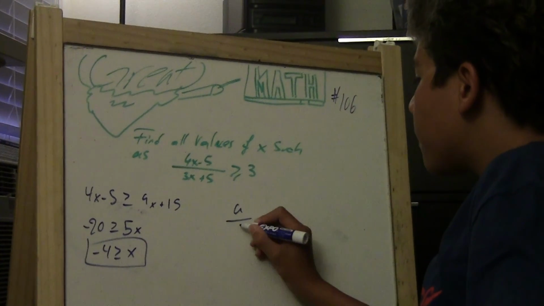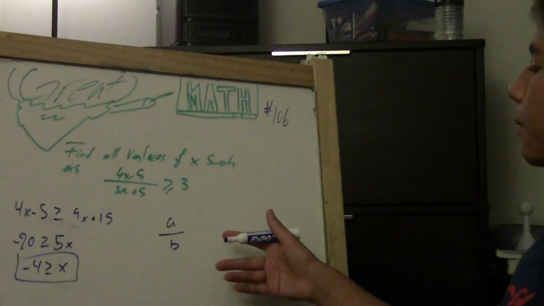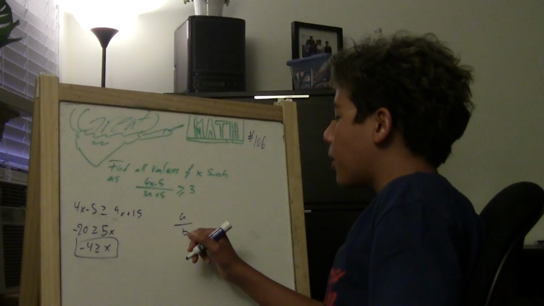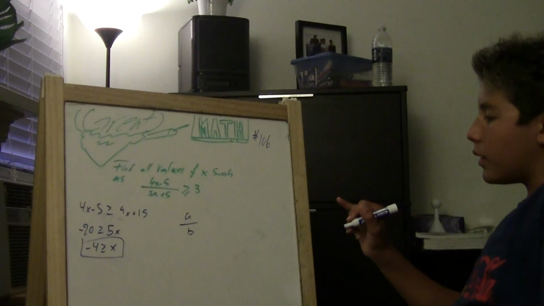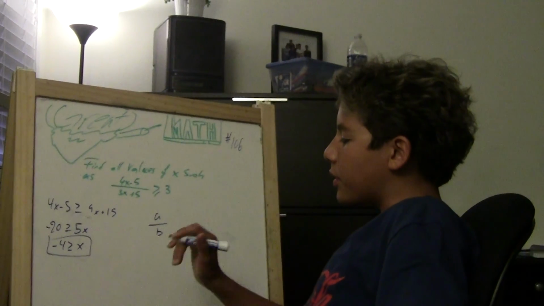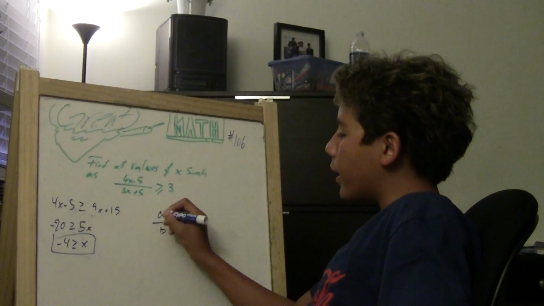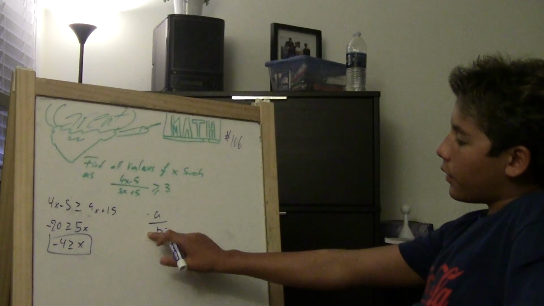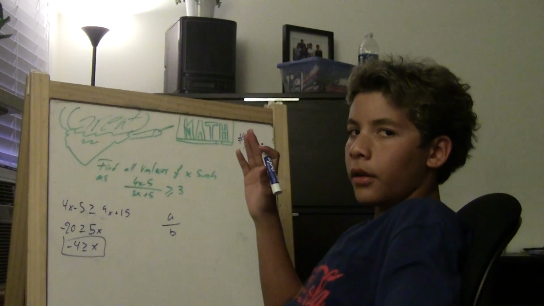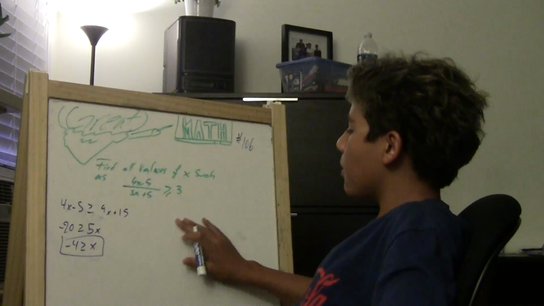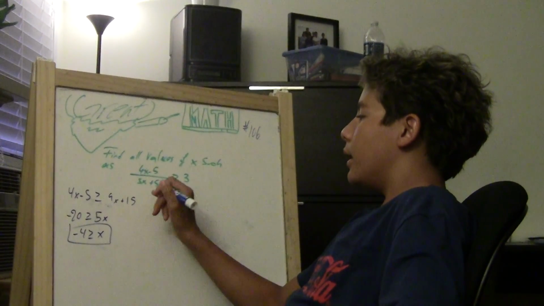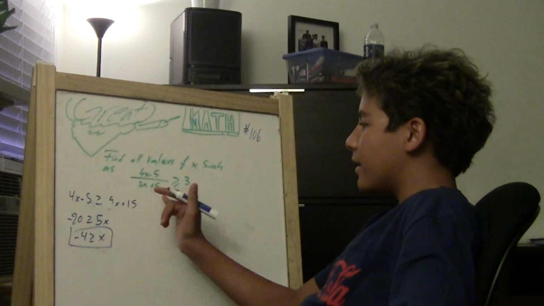So let's try A over B. How do we make this positive? Well, both of them have to be positive, so A has to be greater than 0, and B has to be greater than 0. But what if one of them is negative? That means the other one is negative, because the negatives cancel out and it's still positive, right? Because we have no clue what x is, this could mean that 3x plus 5 is a negative number. So when we multiplied it on both sides, the sign switched.